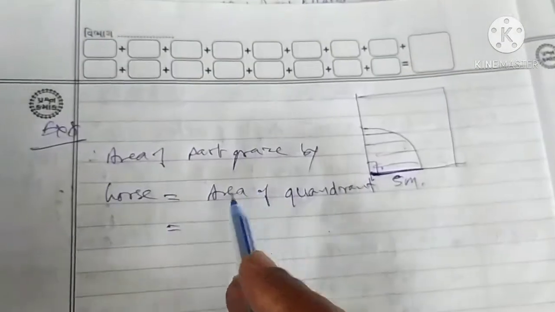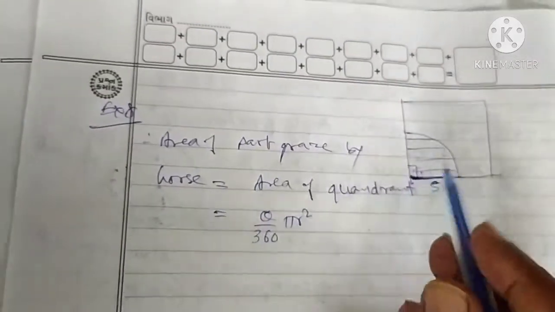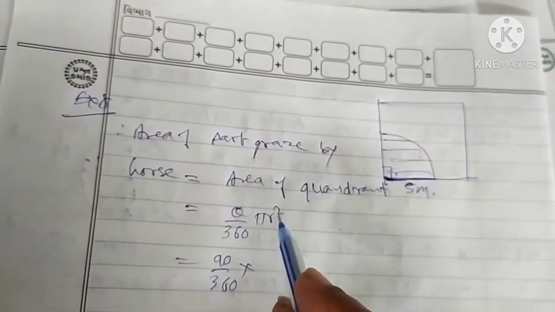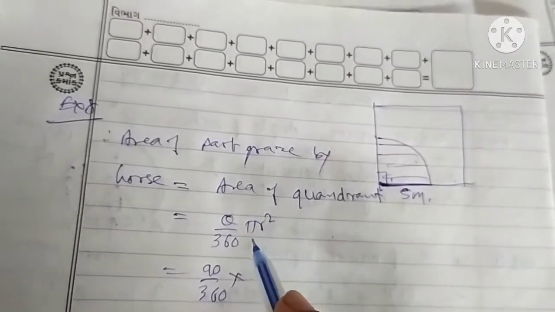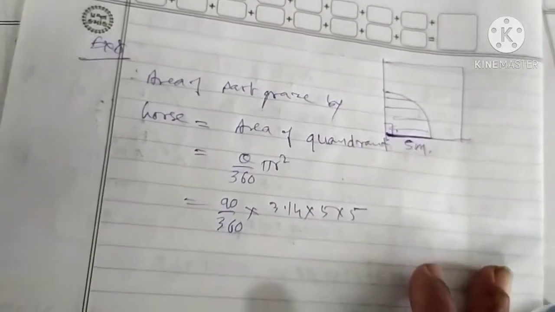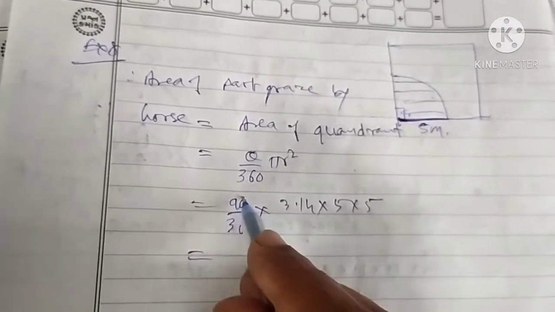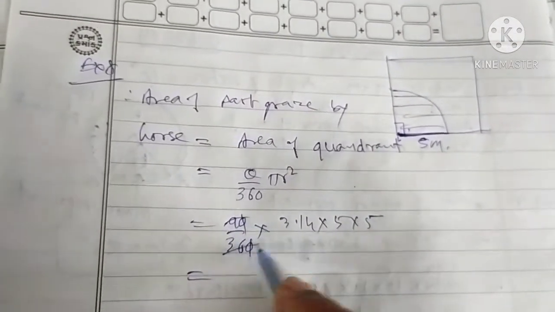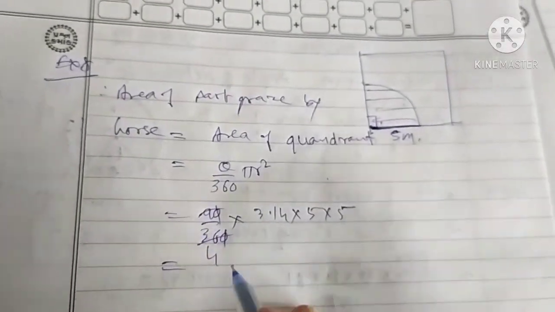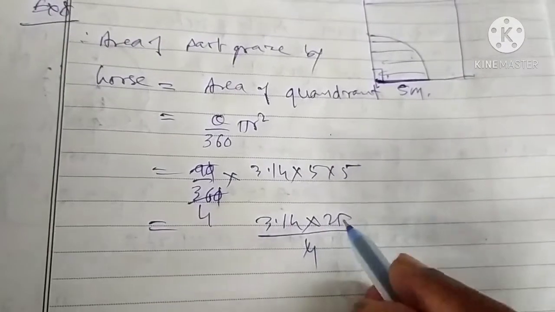Now see, area of quadrant means area of sector, that is theta upon 360 multiplied by pi r square. Theta is 90 degree. So 90 upon 360, the pi value is not given, so we take the pi value given in the book, that is 3.14. Radius is what? 5 multiplied by 5. Clear, students? Cancellation is possible, so cancel. No hurry in cancellation. So you got 3.14 multiplied by 25 upon 4. Again cancel by 4.